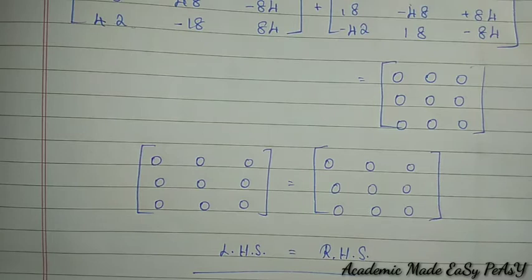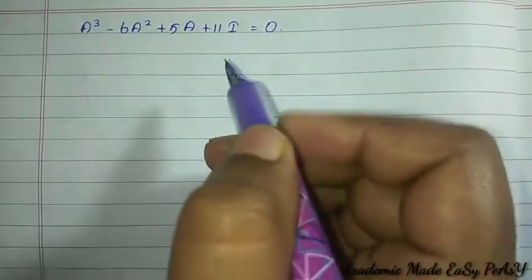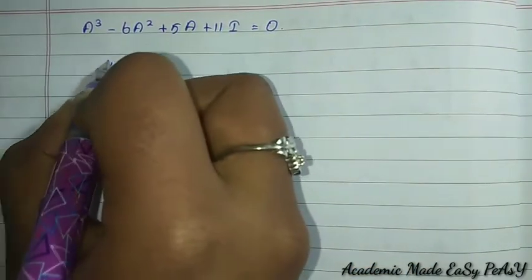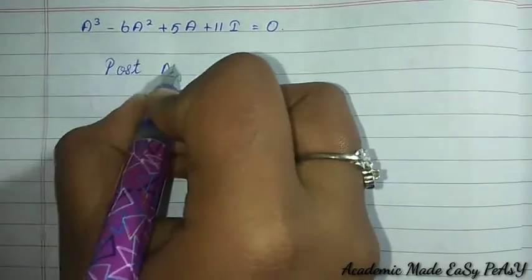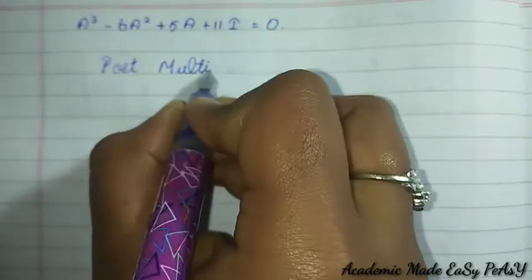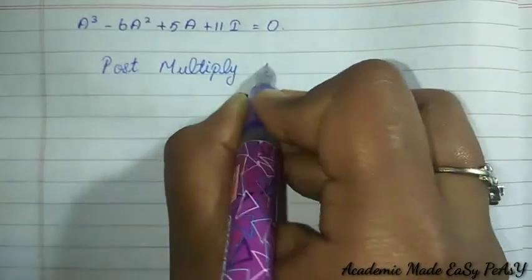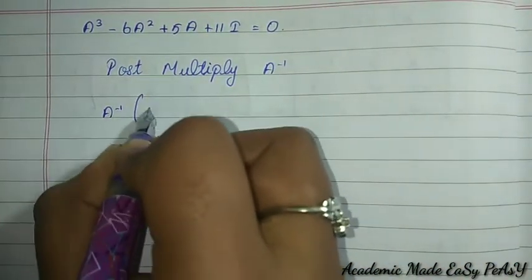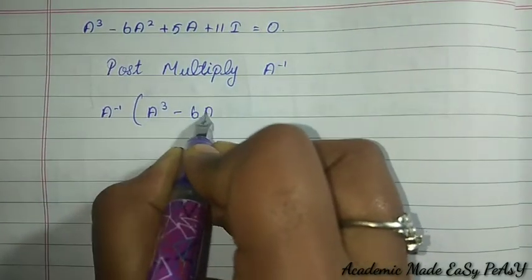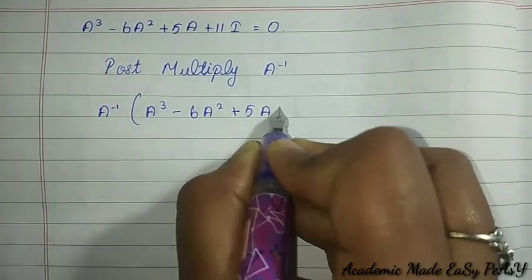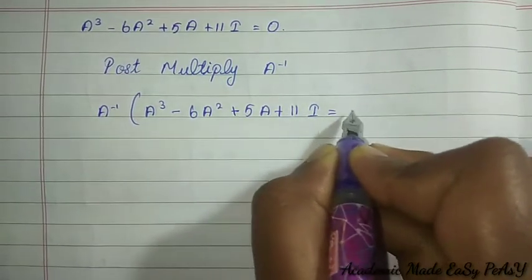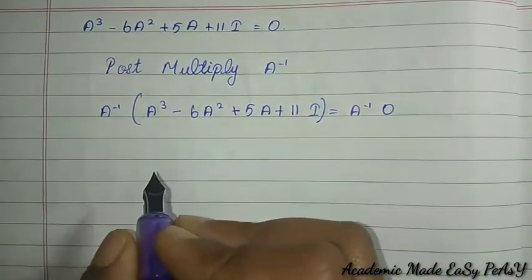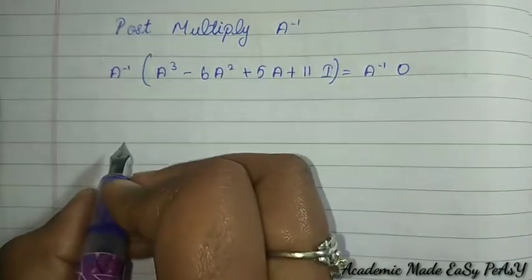Now let's move on to the second part. This is a given equation, isn't it? So from here only we have to find the A inverse. As I did for the previous sum, I will be doing the post multiplication on both the sides with A inverse. So A inverse into A cube minus 6A square plus 5A plus 11I is equal to A inverse into the 0 matrix. Now I'm going to multiply these inside.